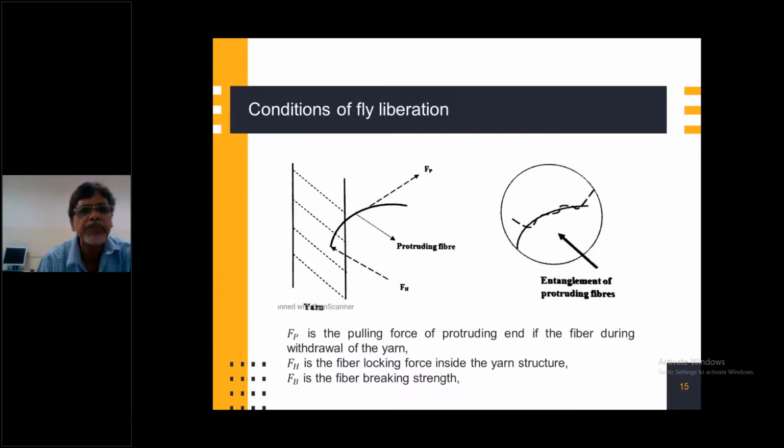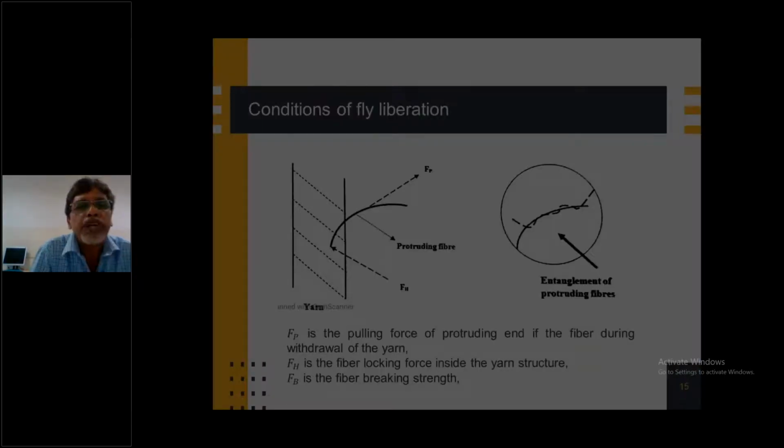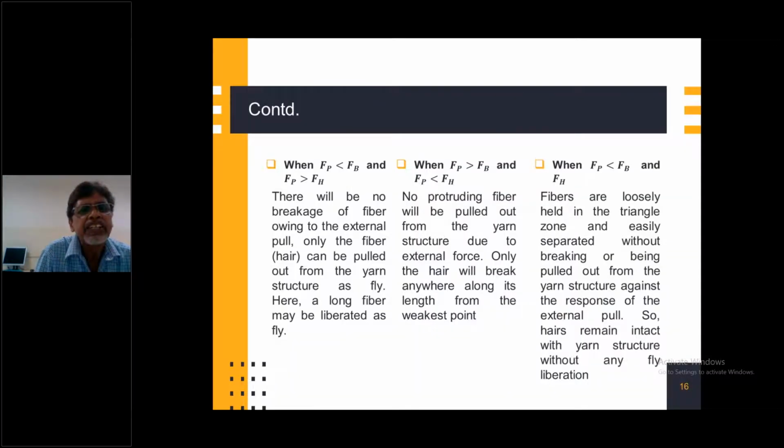So now you see that there are three possibilities. When FP is less than FB and FP is less than FH, that means neither the force is high enough to pull it out from the core structure, nor does the fiber have so much force that it will break at its weakest point. So if that happens, then the fiber will go with the yarn.